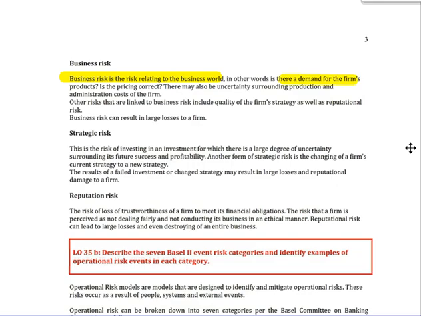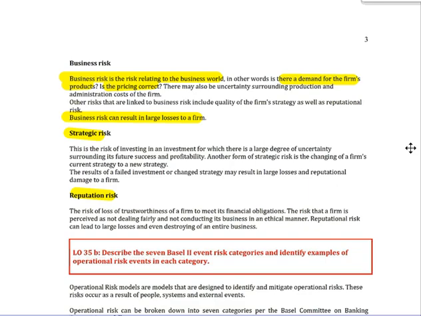In other words, demand for the firm's product. Is the pricing that we're using correct? There may be a certain amount of uncertainty surrounding production and admin costs. And business risk, as we know, if we get that one wrong, that can result in large losses to a firm. These risks are not included in op risk: strategic and reputational risk.